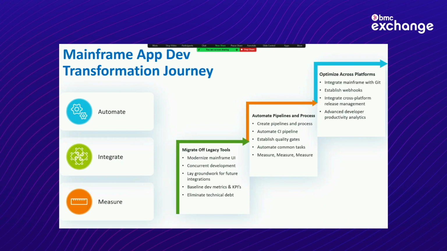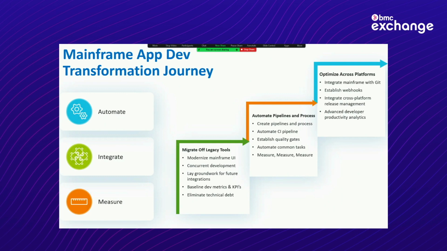The last piece is optimize across platforms. You can integrate your mainframe with things like Git. We established webhooks. You can integrate cross-platform release management. Once you're set up and you have your stuff running through those automated pipelines, then at that point you could optimize across different platforms and start coordinating deployments between mainframe and non-mainframe systems. So you could push solutions to your cloud while at the same time and in the same cadence pushing those capabilities to your backend mainframe systems, your backend SORs.